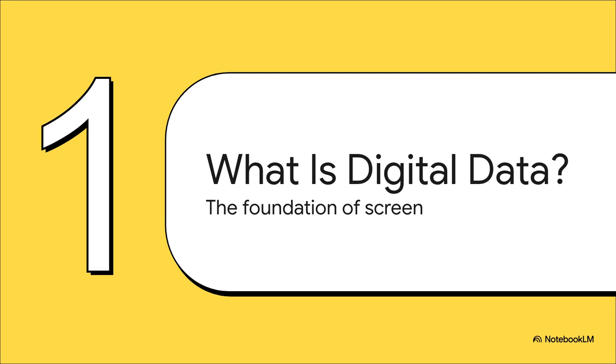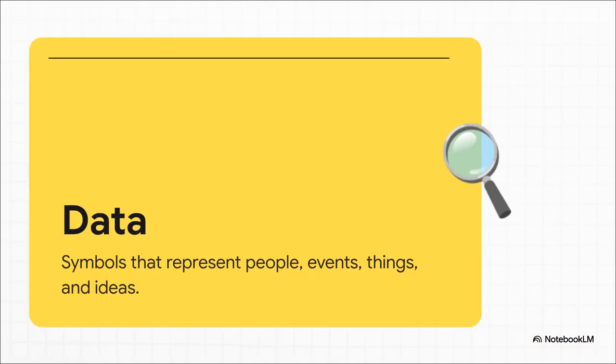Section 1. What is digital data? This is it, folks. The absolute foundation of everything you see on your screen right now. So, what even is data? When you boil it all down, it's really just symbols that represent something else. People, events, things, ideas. It could be the letters that spell out your name in an email, the numbers in a budget spreadsheet, or even all the specific little dots of color that come together to create a photo.